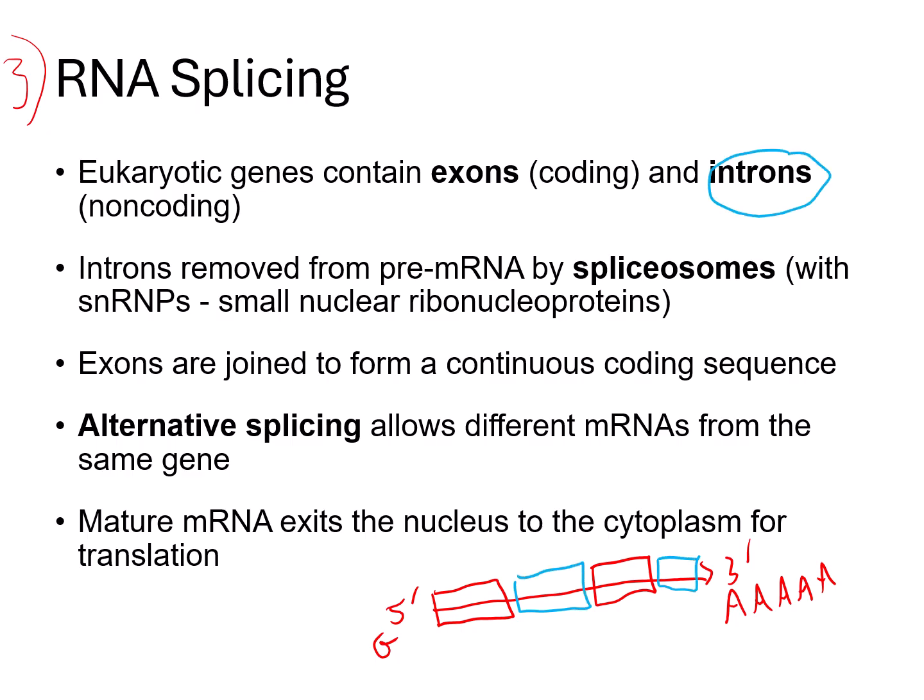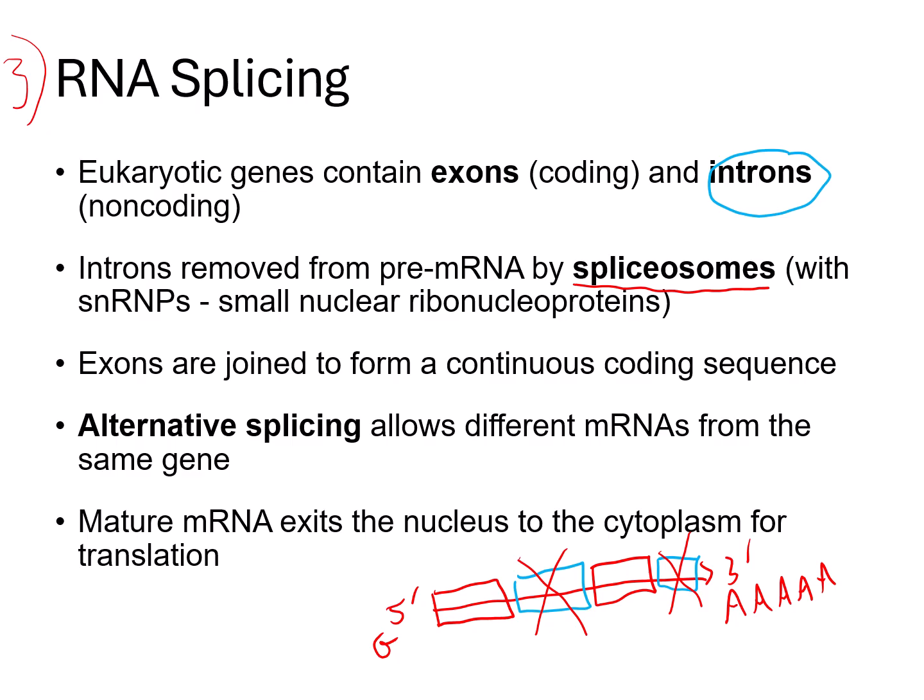So I'll put the non-coding in blue. So introns are intervening sequences that are non-coding. They don't encode for proteins, whereas exons do. What happens in RNA splicing is that these introns will be removed, and that's completed by these enzymes called spliceosomes.